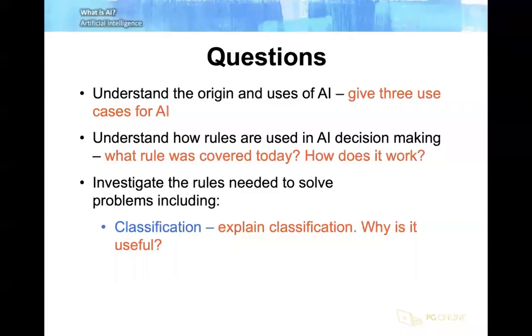Okay, now I want to leave you with a preliminary where you need to understand the origin and use cases of AI. So give 3 use cases of AI. Just go through this, understand how rules are used in AI decision making. What rules were covered today? How does it work? Investigate the rules needed to solve problems, including classification. Explain classification. Why is it useful? So just go through these and we'll go through the answers.